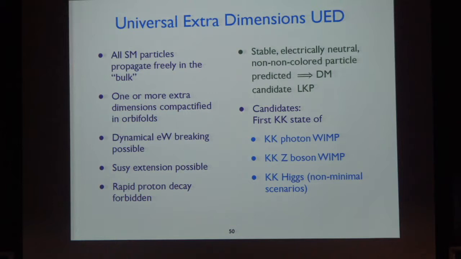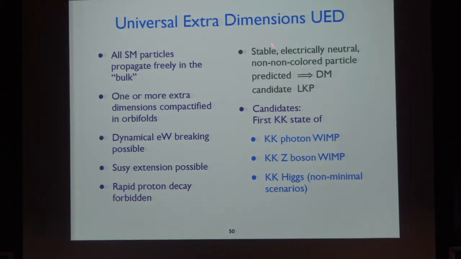And the good thing is they can be tested, because we can have the nicest candidate. If we cannot test it anyway, then it's not a good candidate, yes? So the Kaluza-Klein photon would be a WIMP. The Kaluza-Klein Z boson would be a WIMP. Kaluza-Klein Higgses in non-minimal scenarios can also be WIMPs. You can make them with or without supersymmetry, the way you like. Rapid proton decay is forbidden, which is a plus.